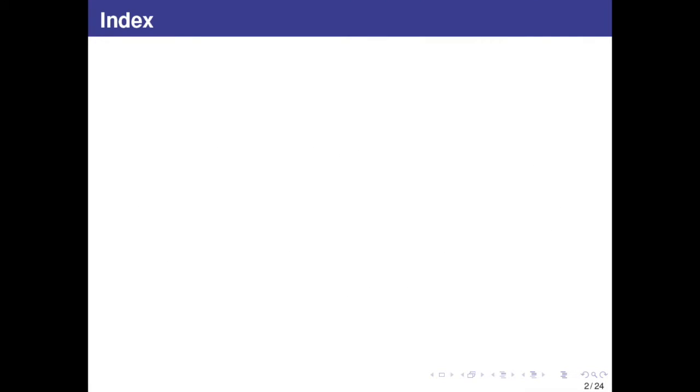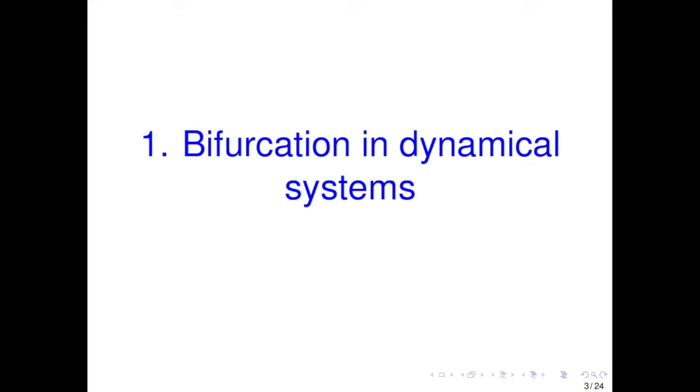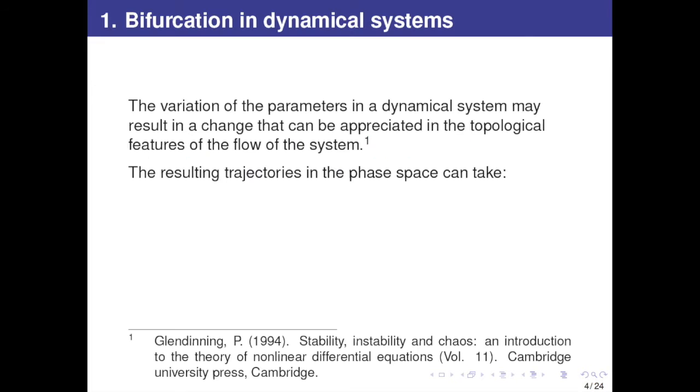The presentation will be divided in three parts, namely, the bifurcation in dynamical systems, a brief explanation of how to scale the Rössler system in order to adjust it to electronically implemented values, and how the analog bifurcation control works. Finally, the conclusions. And commencing with the first topic, a brief explanation of bifurcation in dynamical systems.